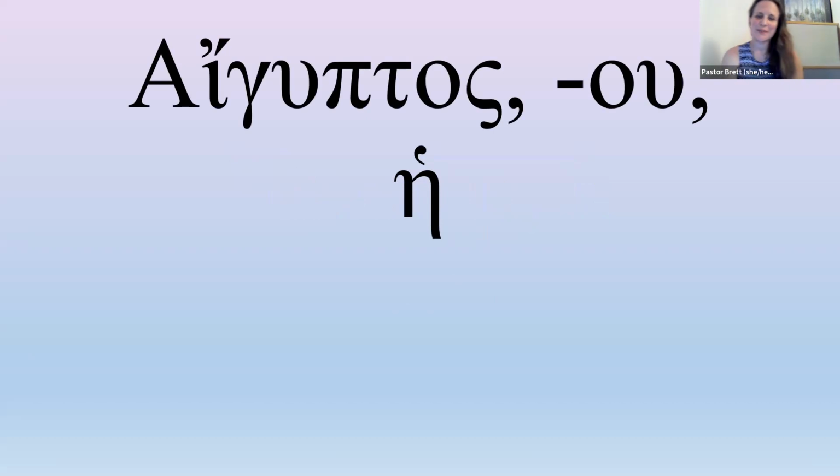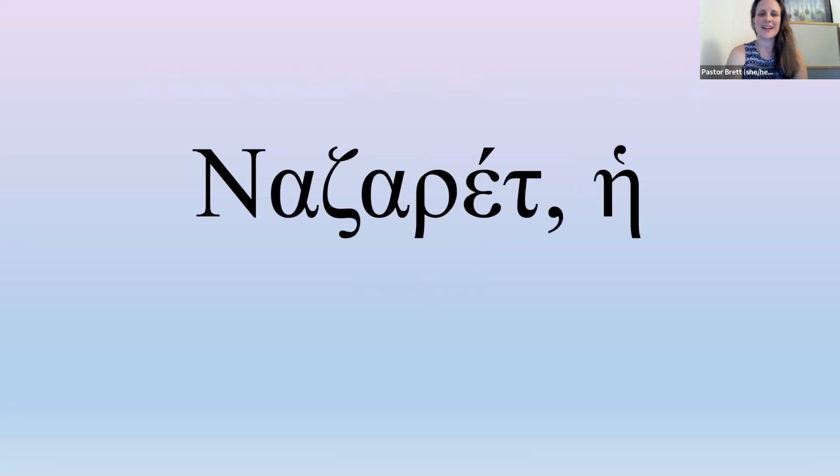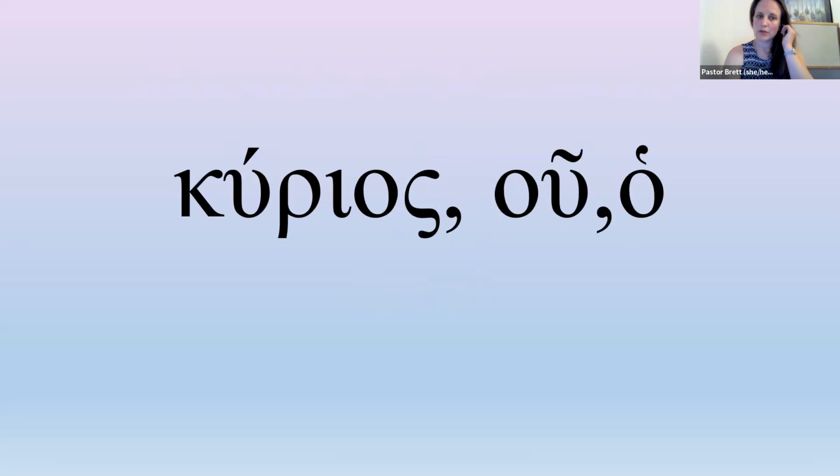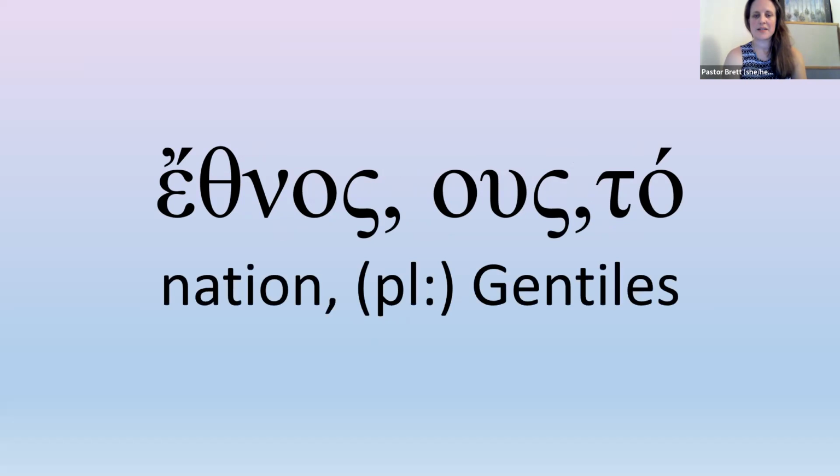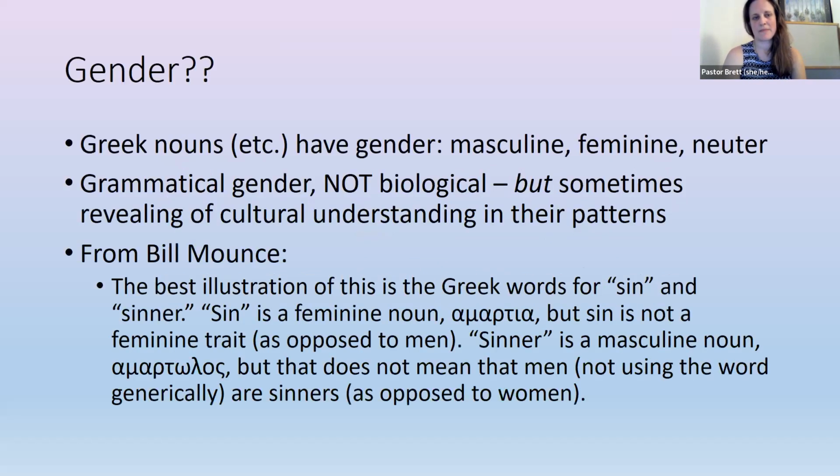Aiguptos, Egypt. Nazareth. By the way, you can roll your R's or not in Greek. Egypt. Kurios, Lord. Ethnos, nation, in the plural, Gentiles.